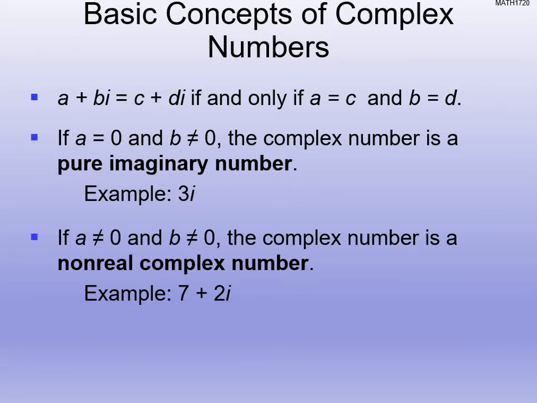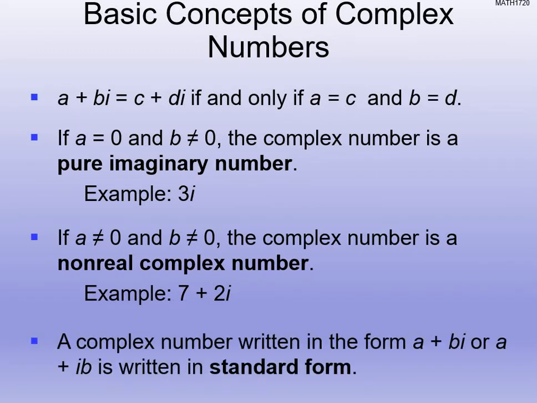If neither one of those are 0, so if a is some sort of real number and b is some sort of real number, we call that a non-real complex number. It's complex because it has a real part and an imaginary part, and it's non-real because it has the imaginary part. So the standard form for us with a complex number, we are always going to write it in a plus bi. That's our standard form for writing a complex number.